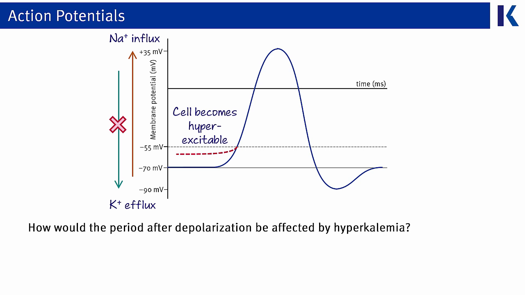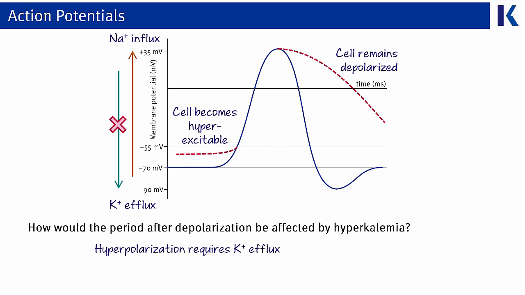However, after depolarization, we'll see a definite effect of hyperkalemia. In fact, in this case, the cell would actually remain depolarized. Again, my question for you, why? Hyperpolarization requires potassium efflux. That rapid shift back to the negative direction is driven by potassium cations and their voltage-gated channels. In fact, taking this a step beyond the MCAT and into medical school itself, patients with hyperkalemia often present with muscle weakness and fatigue.